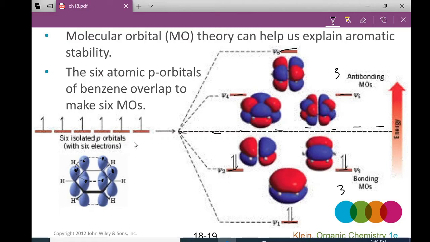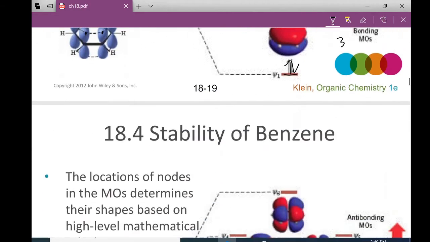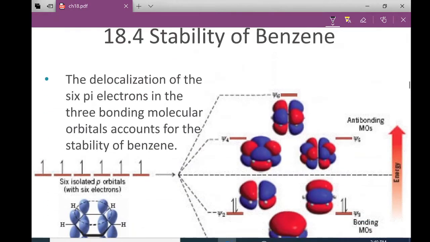So all 6 of these electrons that were put into the system are now in the bonding molecular orbitals because we get 2 electrons per molecular orbital. That's 2, 4, 6. These are also degenerate orbitals, and so these electrons are in degenerate orbitals. The fact that all of them are in bonding molecular orbitals means that benzene is a stable molecule and that it can exist. Okay?